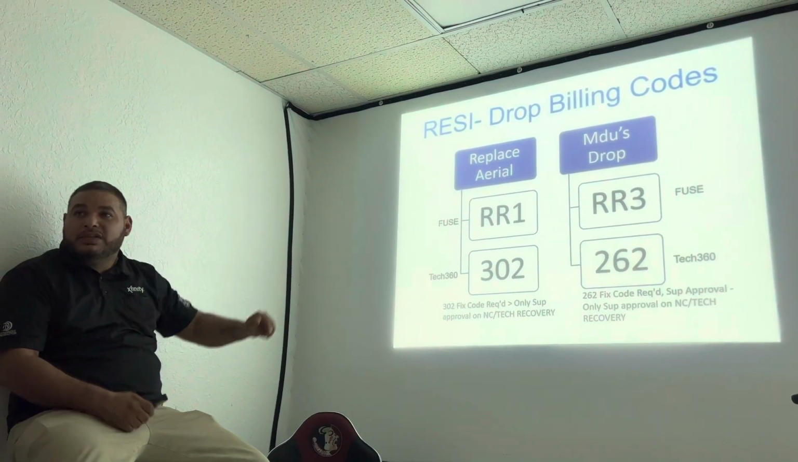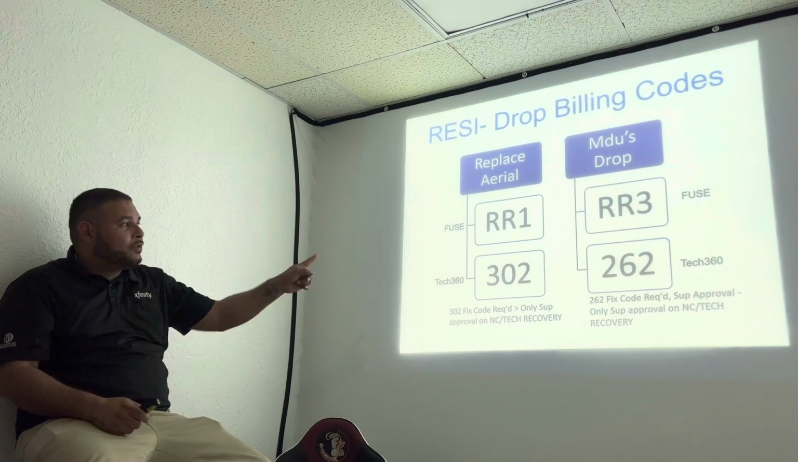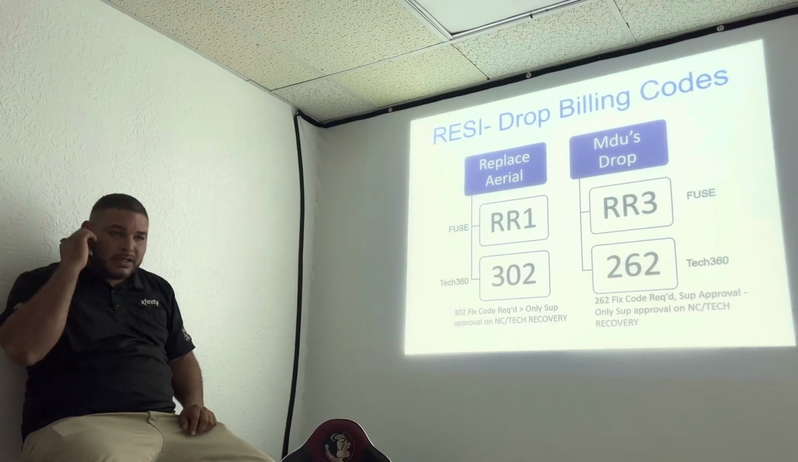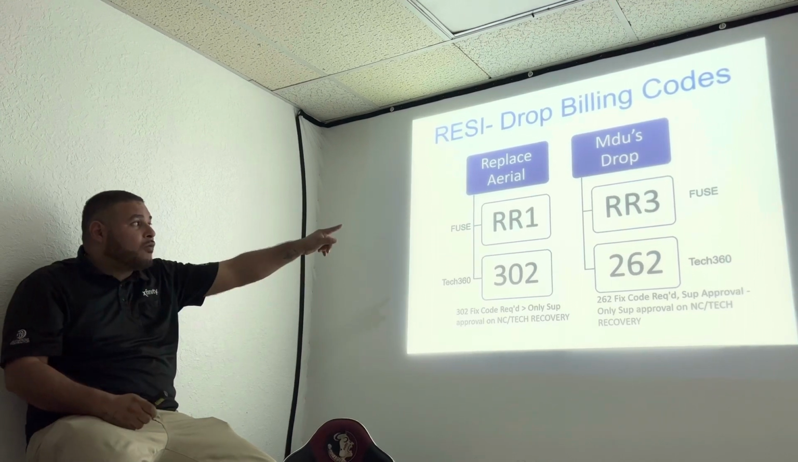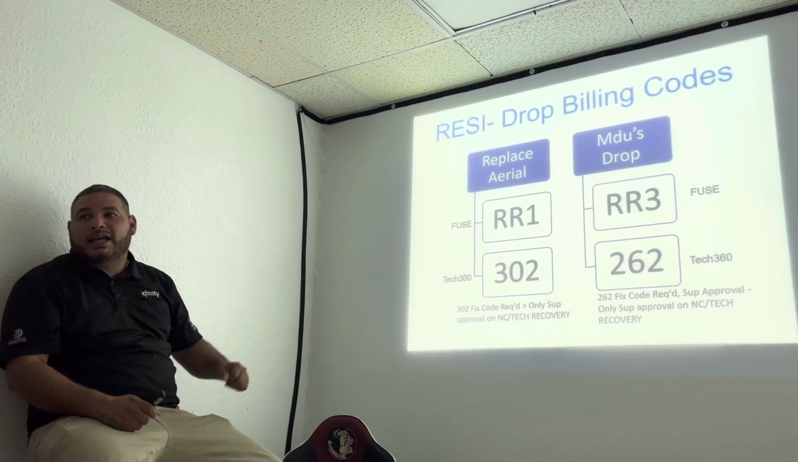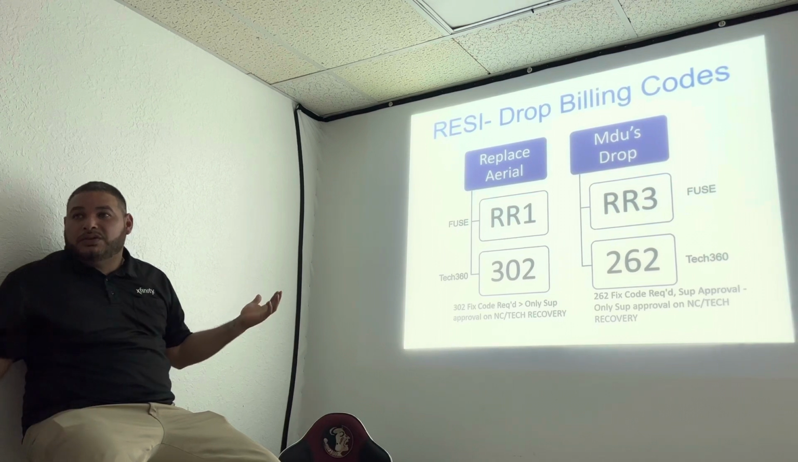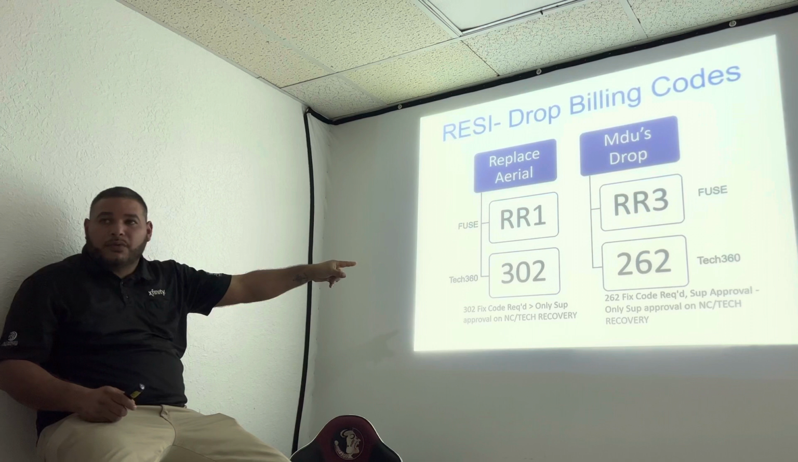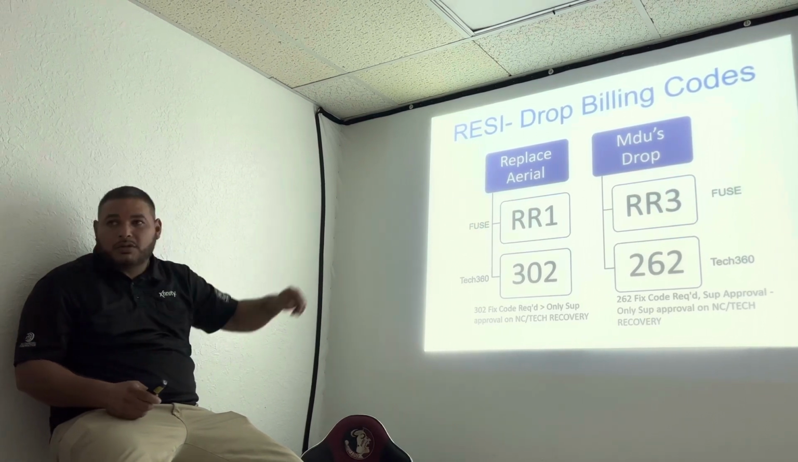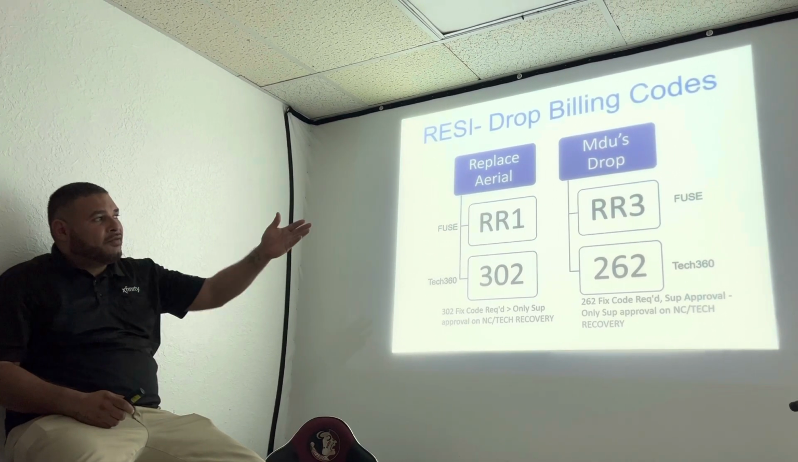But in Tech 360, when you're closing out your job, you gotta put 302 because you let Comcast know, "Hey, listen, I changed this drop." Because if you only put RR1, Comcast is not gonna pay ITG for that drop replacement because they don't know you did it. The only way they know you did it is that you put in that resolution code 302 and RR1.